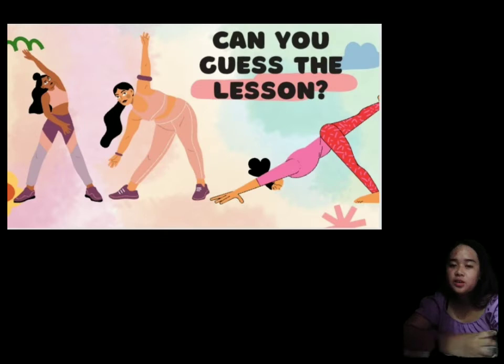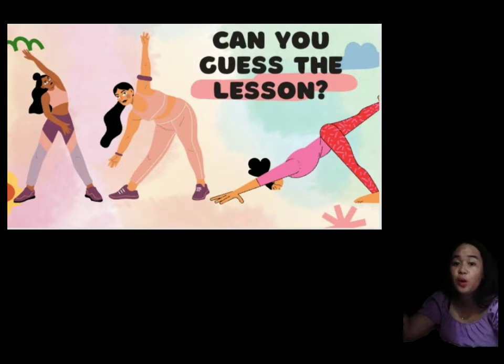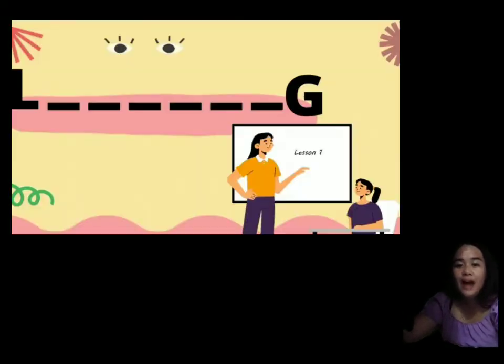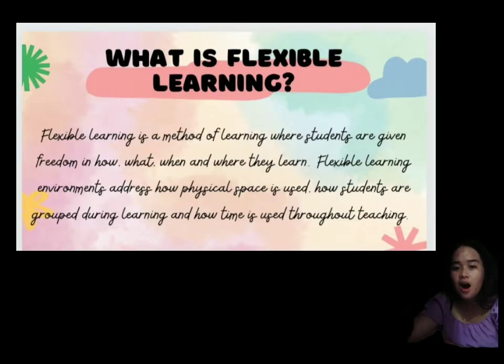Can you guess our topic for today? Based on these icons you've seen on your screens, what do you think would be the answer? For the clue, it's only one word. Well, that's right. It's flexible. Now, can you fill in these missing letters? Very good. It's learning. So now, our topic is all about flexible learning.